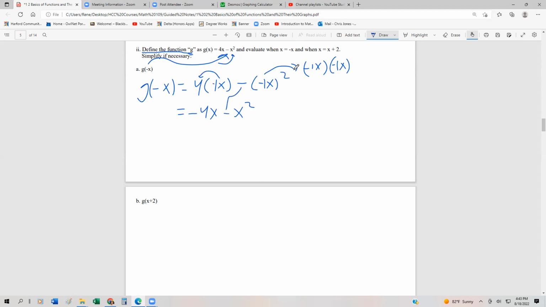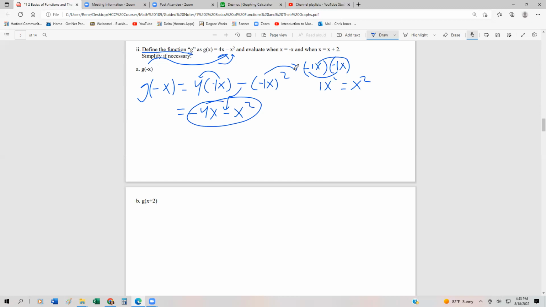And remember, anytime that we try to square something, we just multiply it by itself. This minus sign just comes down in the middle there. And so we know that negative 1 times negative 1 is a positive 1, and x times x is x squared, otherwise known as x squared. And remember that the negative sign just comes down. So this is one way to write g at negative x.